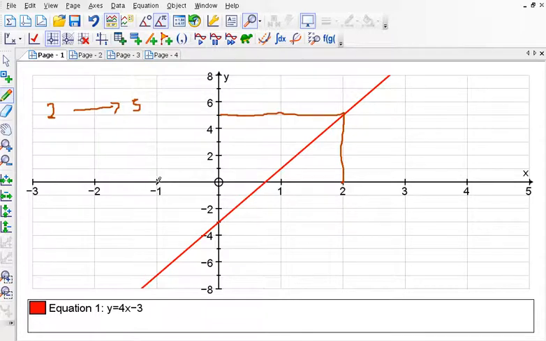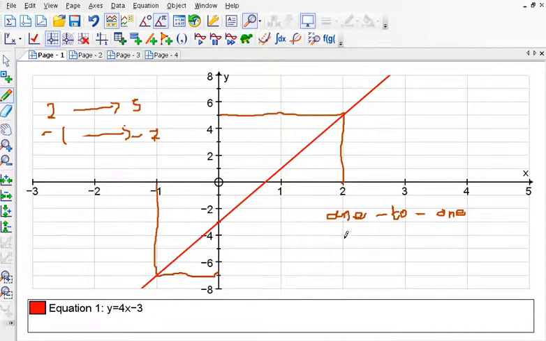We can work out that minus 1 goes to minus 7, and so minus 7 will come back to minus 1. This particular function, if I make it f(x) equals 4x minus 3, is called a one-to-one function because each x number maps onto a y. It's one-to-one, and if it's one-to-one, it's a function with an inverse. So this particular one is a function with an inverse because it's one-to-one.